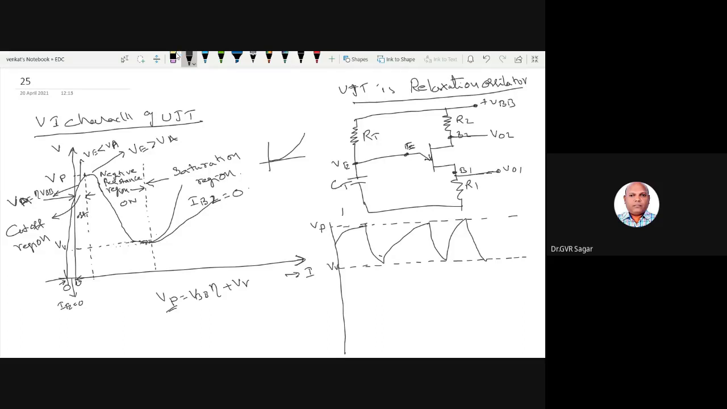UJT is on. The on state of the UJT is for very little time, because immediately the capacitor discharges, right? So this is the region, this is the period UJT is on. I'm not drawing the figures clearly. Just follow this. I think you know these waveforms very well from your laboratory, right?